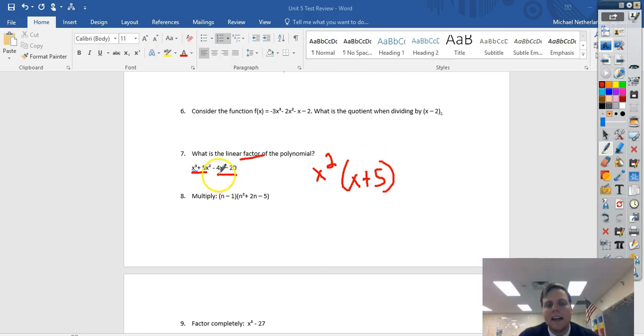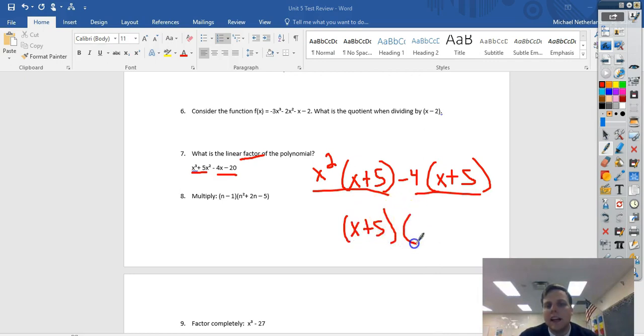Minus 4x minus 20. What do those two both have in common? That's right, a negative 4. So that gives me x plus 5. Both of these terms now have an x plus 5 in common, so I can factor that out. And then I get x squared minus 4.